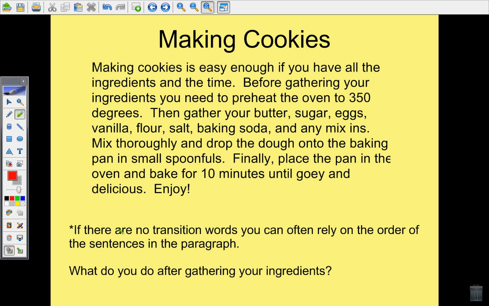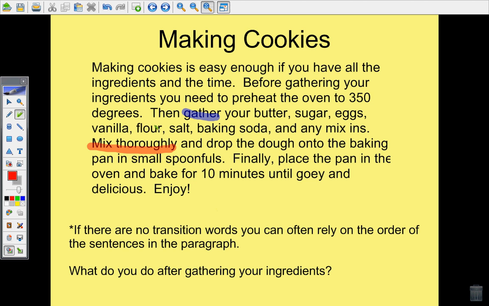If there are no transition words, you can often rely on the order of the sentences in the paragraph. So it says, what do you do after gathering your ingredients? I remember we talked about gathering my ingredients right in this sentence right here. I gather my butter, sugar, eggs, vanilla, flour, salt, baking soda, and any mix-ins. Now, I'm looking for another transition word, and I don't have any until I get to finally, but I notice that there's another sentence in here before. So since there are no transition words that are suggesting otherwise, I can assume that the very next sentence would be what I would do after gathering my supplies. So after gathering my supplies, it says I need to mix thoroughly and then drop the dough onto the baking pan in small spoonfuls.